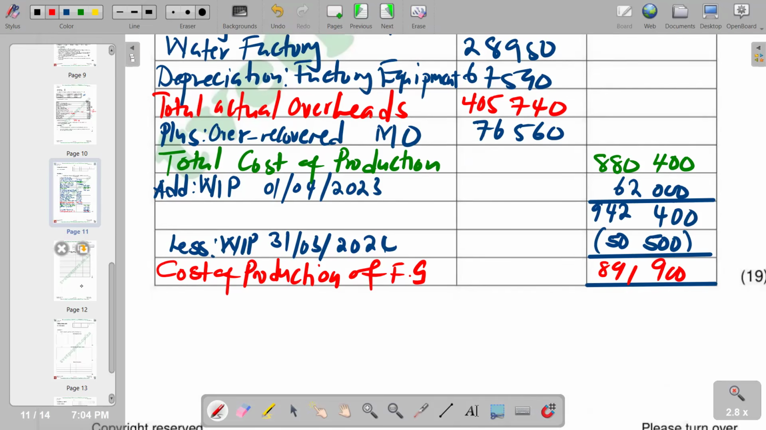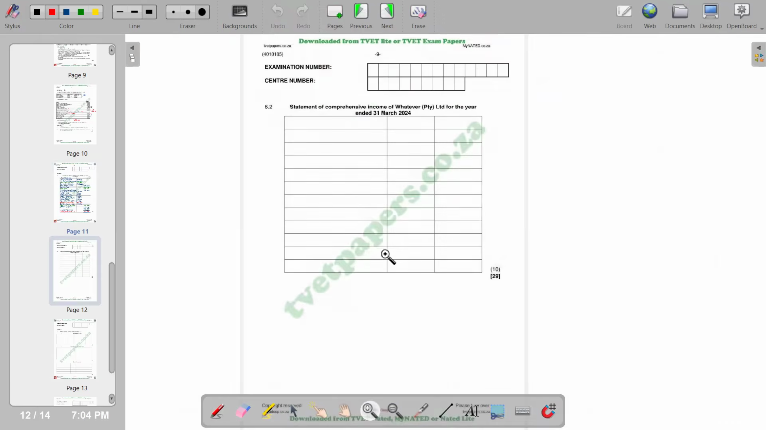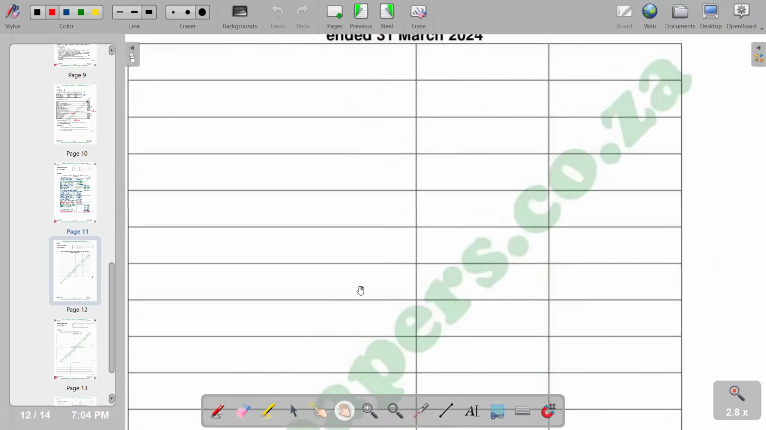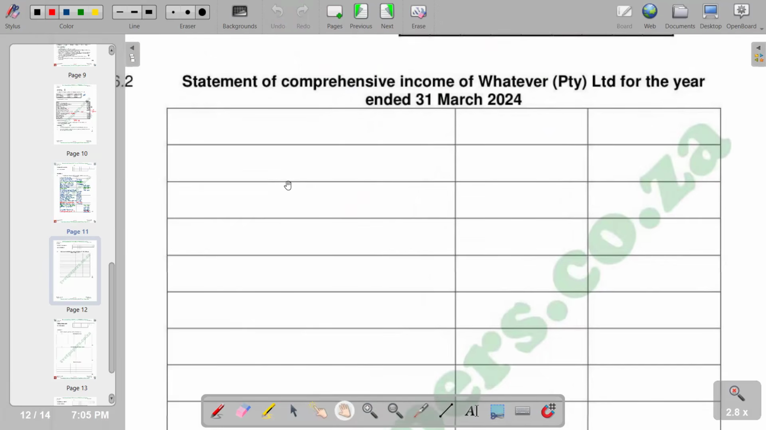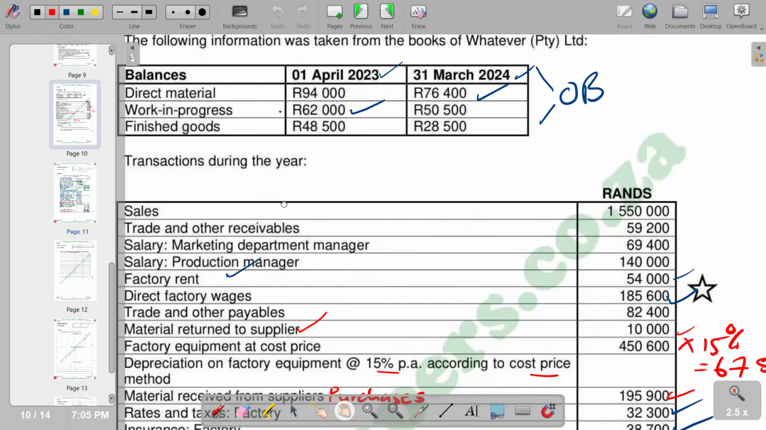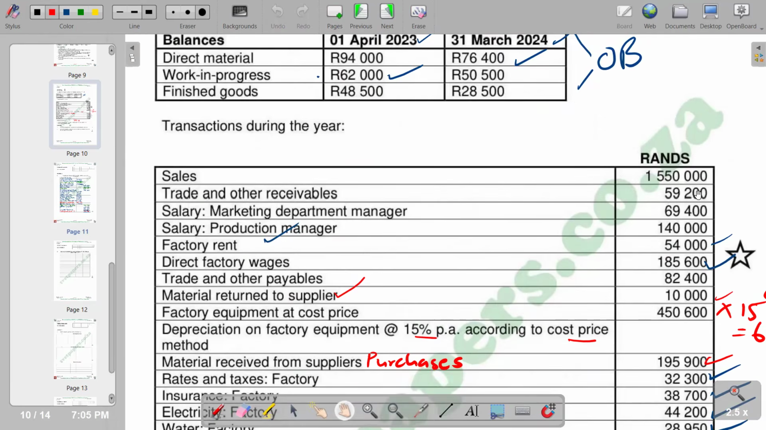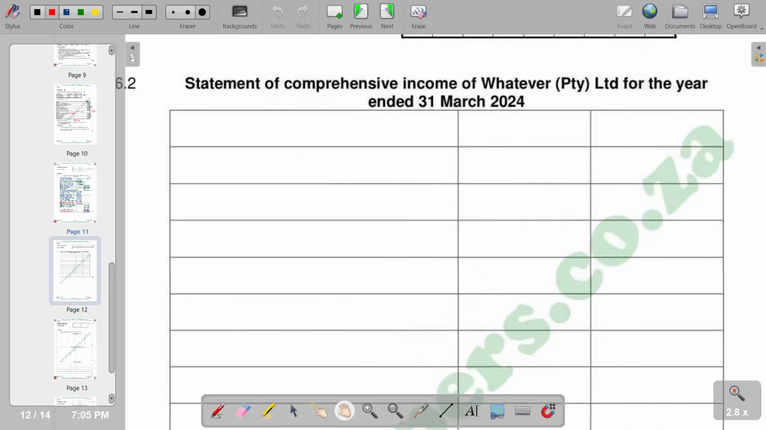And then as a continuation, we also have the statement of comprehensive income, which we are supposed to start with. Obviously, we are going to start with the revenue figure, which is our sales figure. So we check according to the question, what figure for sales do we have? If you come here, you see that we've got 1,550,000 is our sales. So we indicate it as our sales: $1,550,000.